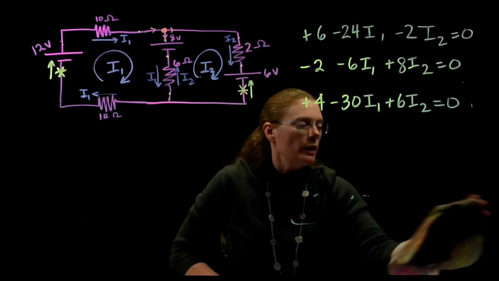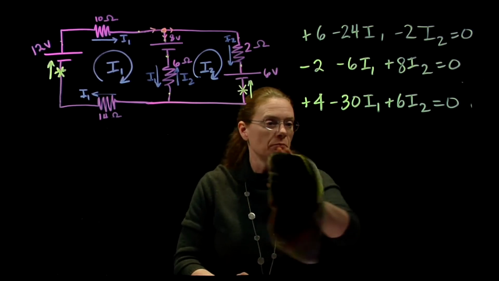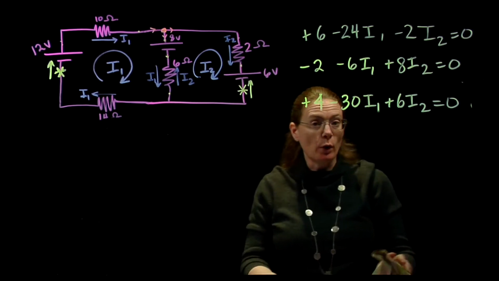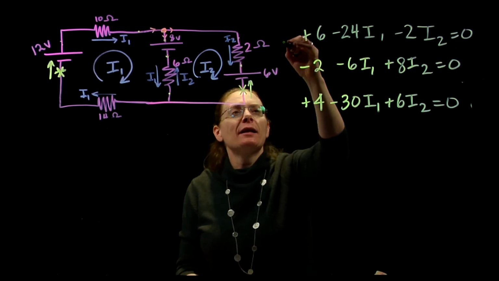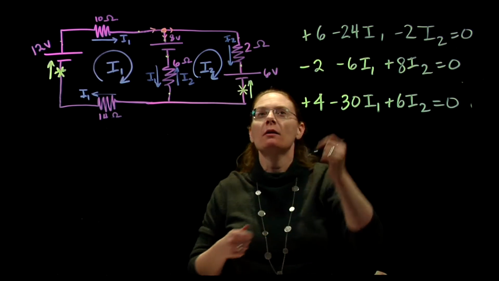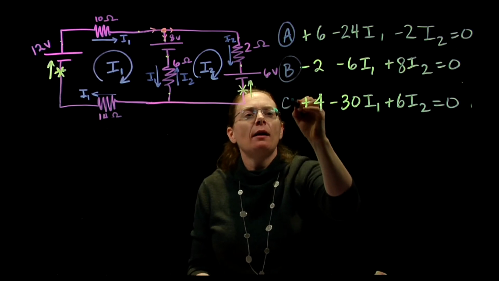All right, so we have 3 equations and 2 unknowns. And again, if you have a different way to solve it, go right ahead. This is just one way that's kind of interesting and fun, given this kind of a setup. Let's do a different color. Okay, I'm going to call this equation A, and equation B, and equation C.